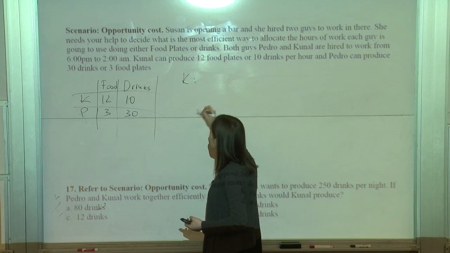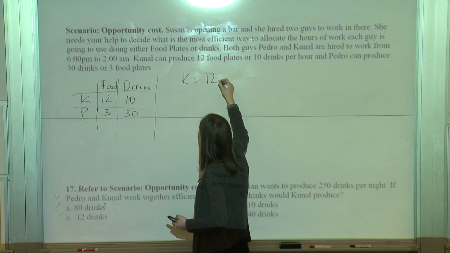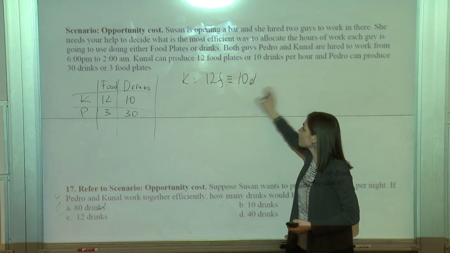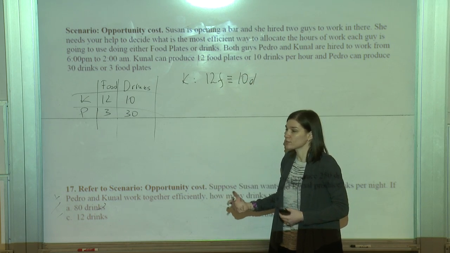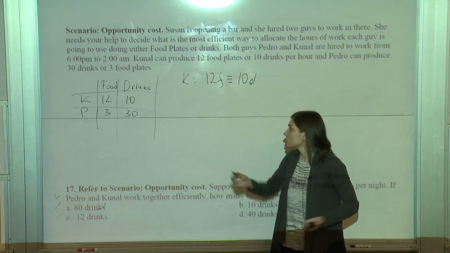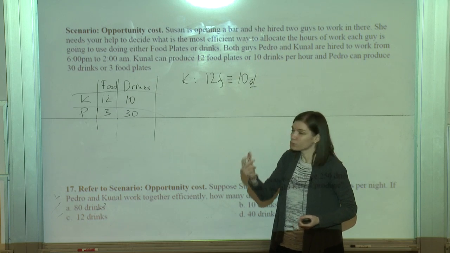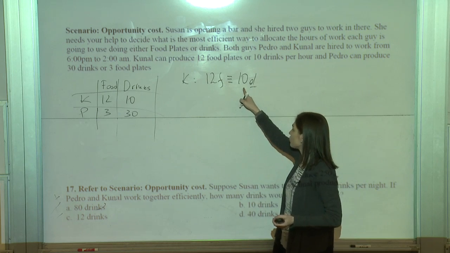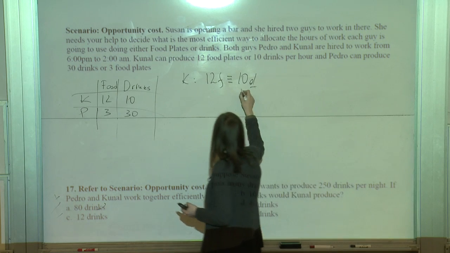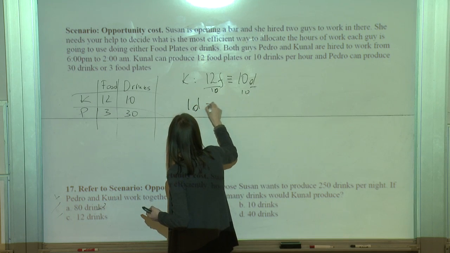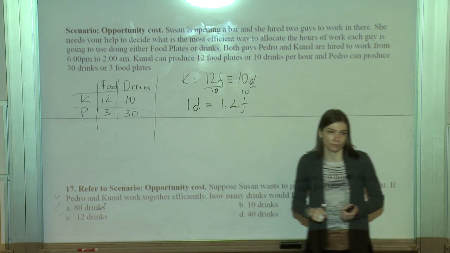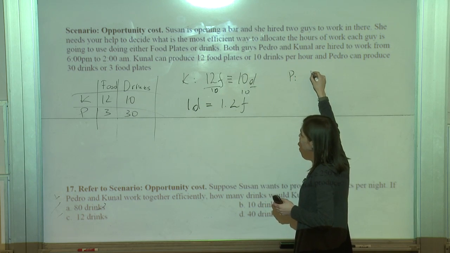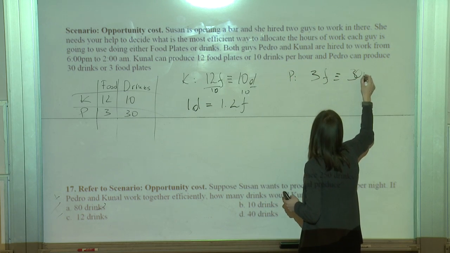So for Kunal, they either produce 12 food plates or 10 drinks. This is the equivalence sign. In 1 hour, they can do one of the two. Now, we're going to express the opportunity cost of one in terms of the other. Let's see how many food plates they have to give up in order to produce one drink. To get that, I need to divide both sides by 10, so I can get just one drink here. And I get that one drink for Kunal equals 1.2 food plates. Then do exactly the same for Pedro. For them, the trade-off is 3 food plates or 30 drinks.